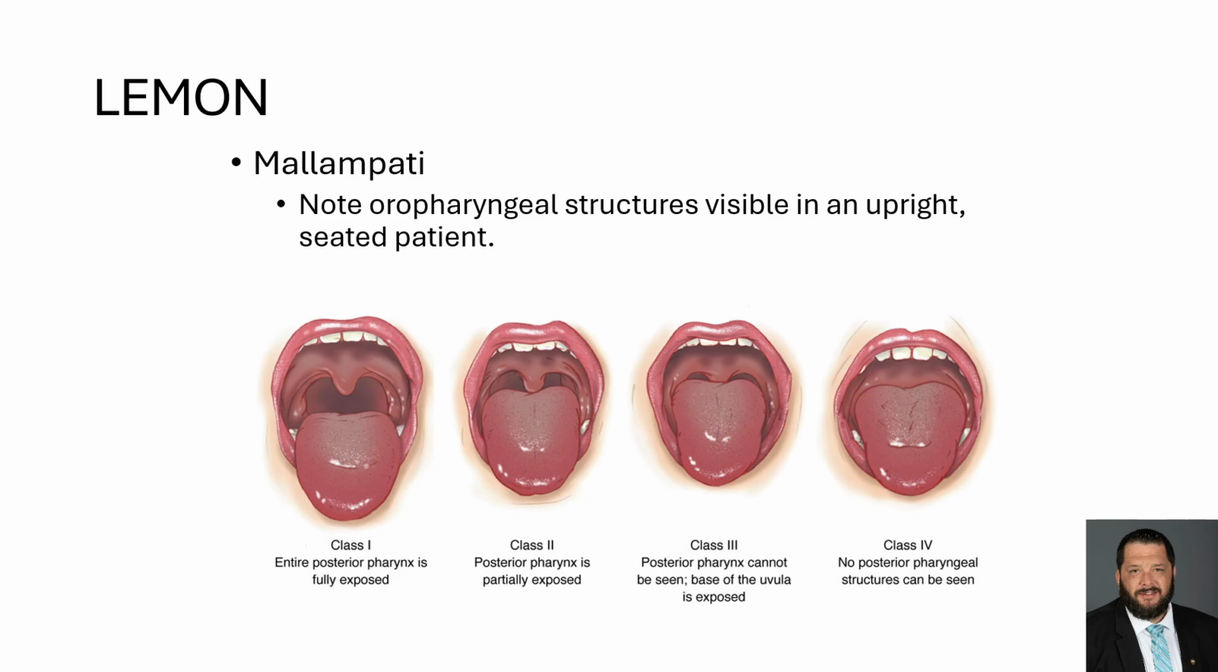With the Mallampati, we're looking at class 1 through class 4. And this is based on the amount of the posterior pharynx that's visible when looking directly into a patient's mouth. You can see in a class 1, the entire posterior pharynx is fully exposed, while in a class 4, no posterior pharyngeal structures can be seen at all. The tongue and the hard palate occlude everything into the oropharynx and pharyngeal space.